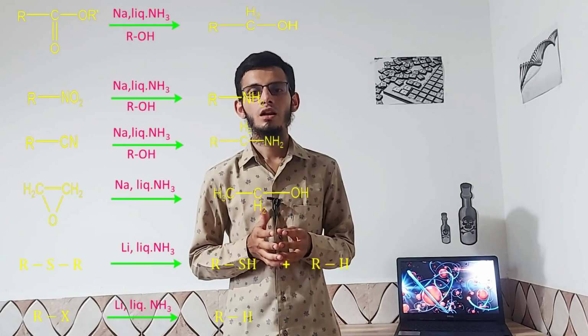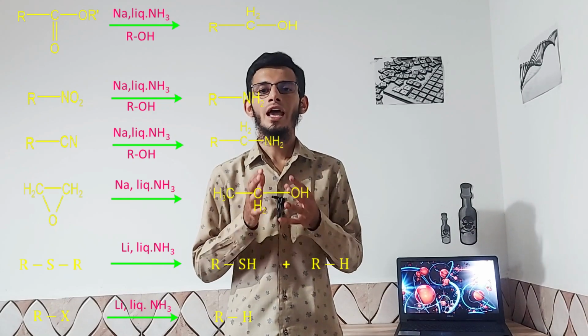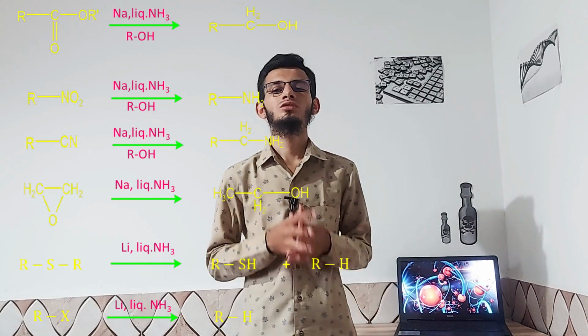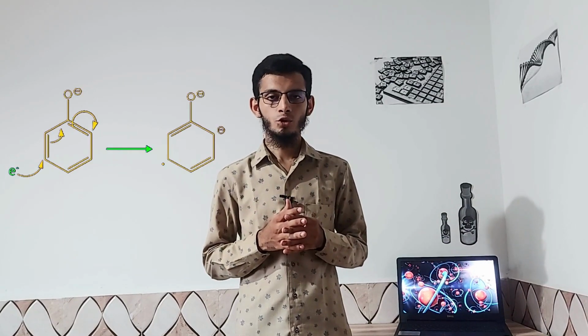Similarly, Birch reduction for ester, nitro, nitrile, epoxide, thioether and halide. I am not giving the mechanism because these are simple reduction processes. But for phenol, Birch reduction of phenol will not give any product, because generally in solution phenol is present as a phenolate anion. So after attack of an electron, we will get a radical dianion, which is unstable. So phenol and phenolic rings like 1-naphthol and 2-naphthol will not give Birch reduction.